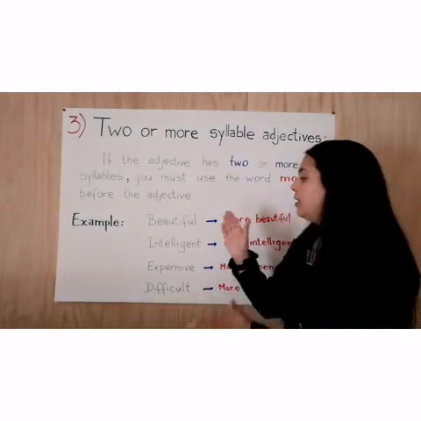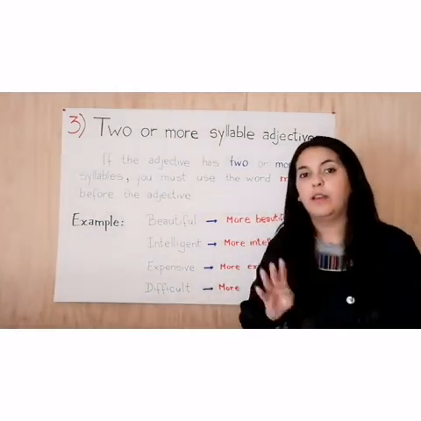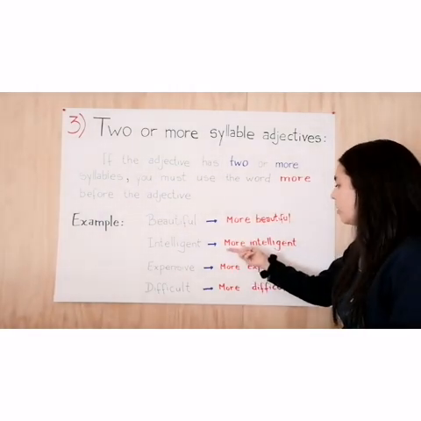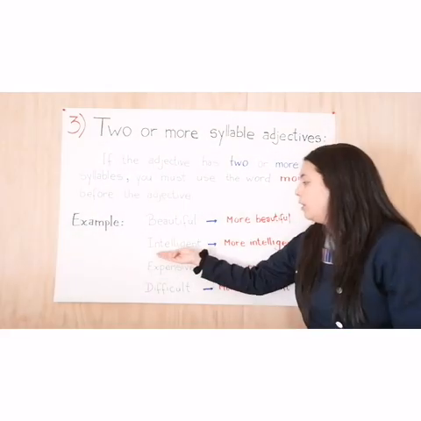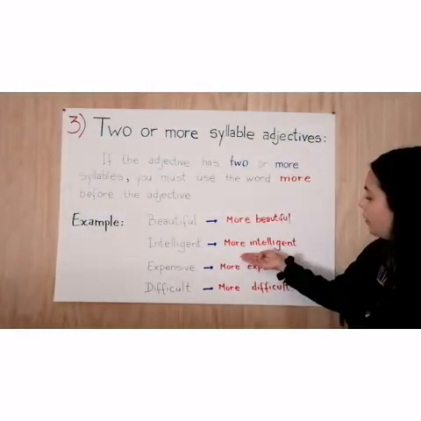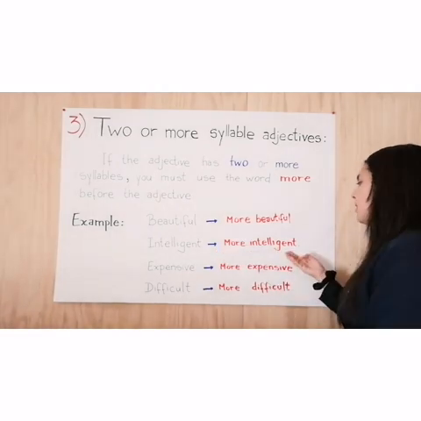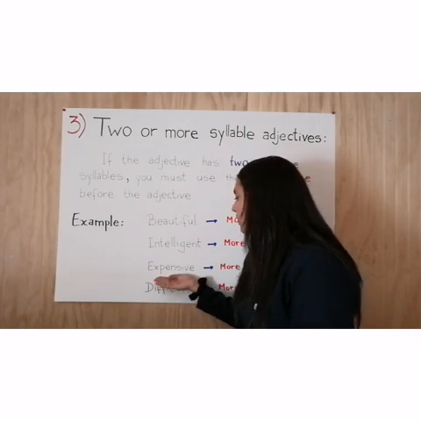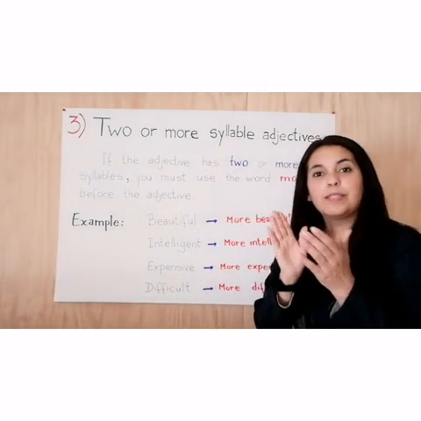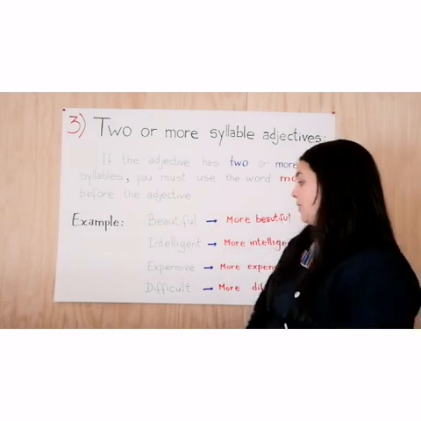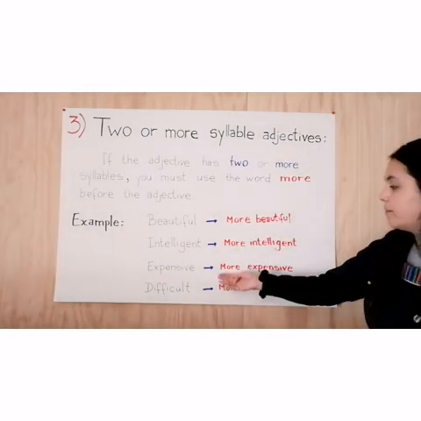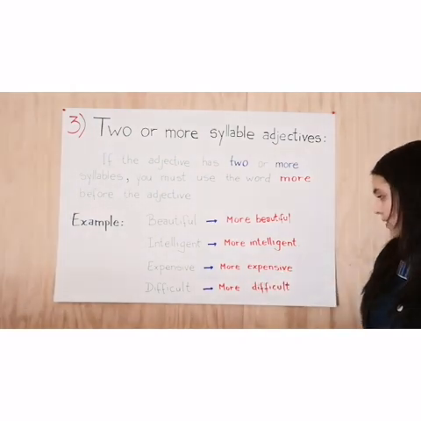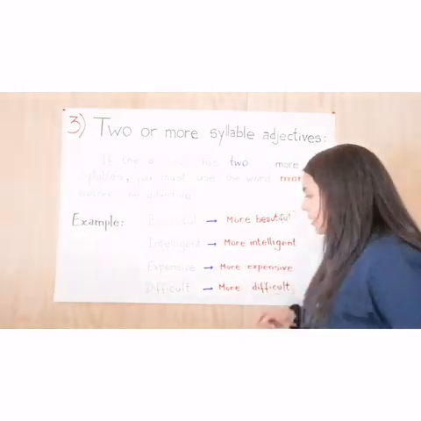Second example, intelligent, four syllables. So again, we need to use the word more before the adjective. So positive, intelligent, the comparative form is more intelligent. The next example is expensive, three syllables. So we use the word more before the adjective, more expensive.